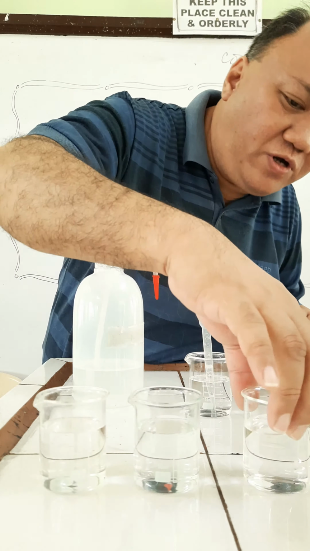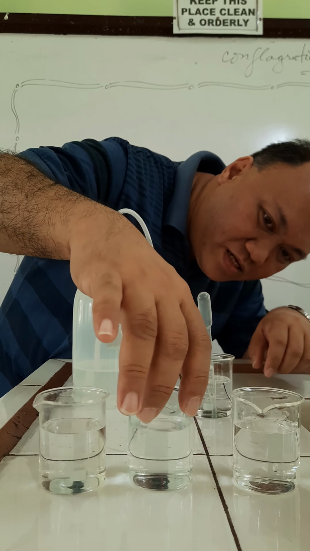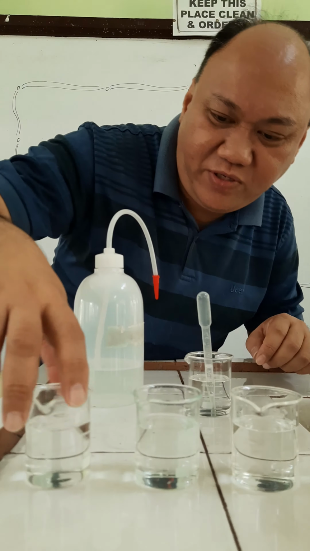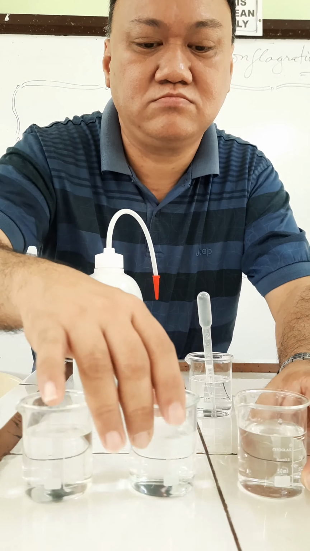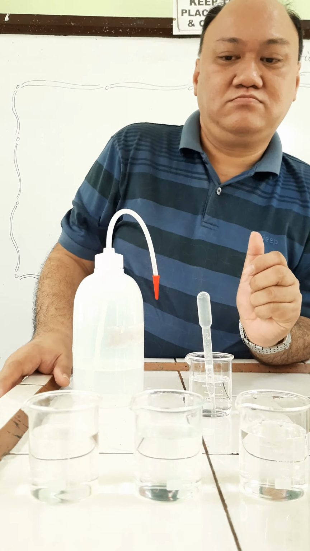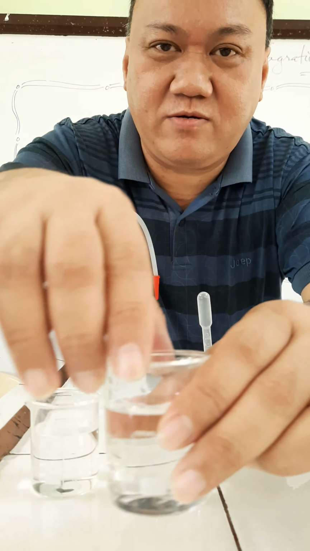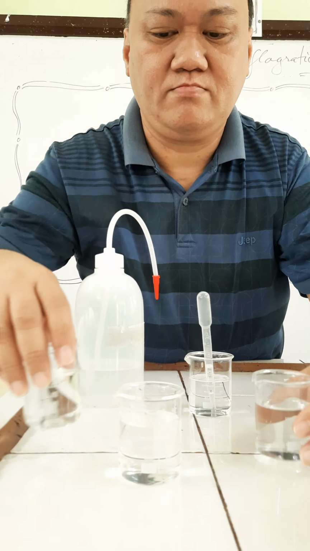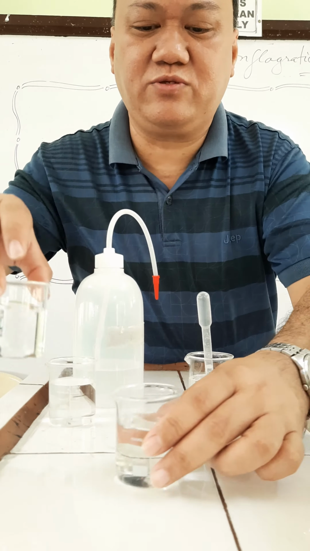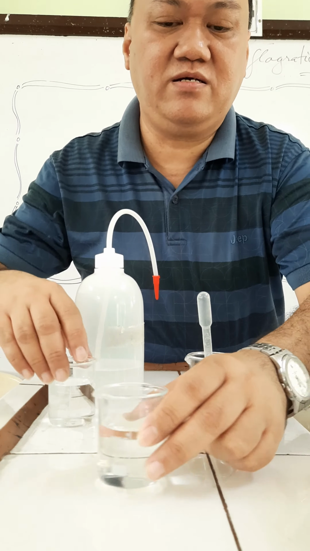Now, try to note the volume reading. Does it coincide with the 50 ml mark? Okay, see for yourself. So this is beaker 1, this is beaker 2, and this is beaker 3.